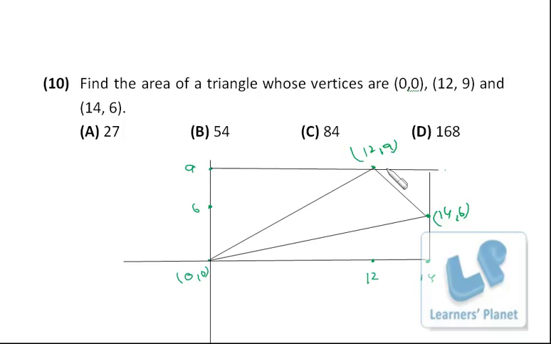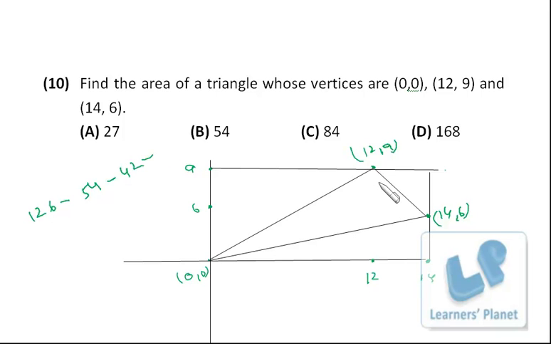Now simply we can find out the area of this triangle. We know the area of this rectangle, that is 14 into 9, that is 126. From this we can deduct the area of this triangle, right? So this length is 9 and this length is 12. So 12 into 9, 108 by 2, 54. Then we can deduct the area of this triangle. So this is 14 and this is 6. So 14 into 6 by 2, that is 14 into 3, that is 42.